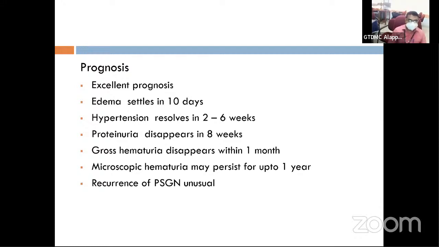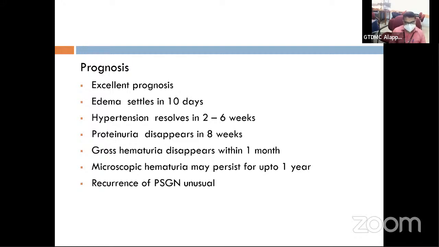Now about the prognosis. PSGN, post-streptococcal glomerulonephritis, has an excellent prognosis if it only requires supportive management. When complications develop, there is a problem, but with proper supportive treatment the prognosis will be very good. Edema is the first to subside, usually in around 10 days, and hypertension usually resolves in 2 to 6 weeks.